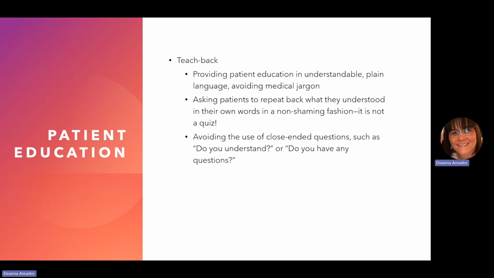So it's important to use open-ended questions. Don't say things like, "Do you understand what I'm saying? Do you have any questions?" where they can just say yes or no. But instead say things like, "Can you explain to me what I just talked about with your medication?" Open-ended questions.